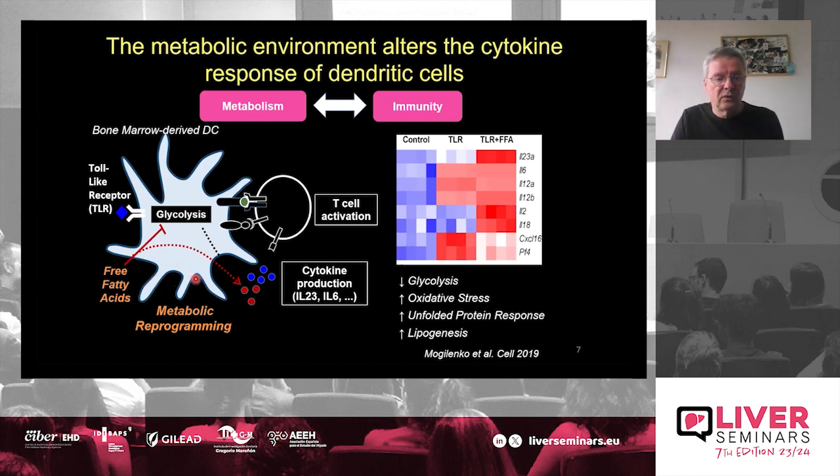And what they showed is that the combination of free fatty acids with toll-like receptor ligands, such as shown here, resulted in a strong increase of the inflammatory response of a number of cytokines, such as interleukin-23A. And this induction was due to a change in metabolism that occurs in the cells with alteration in glycolysis that then fed into, again, these pathways that I mentioned at the beginning of my talk, namely oxidative stress and an increase in the unfolded protein response.